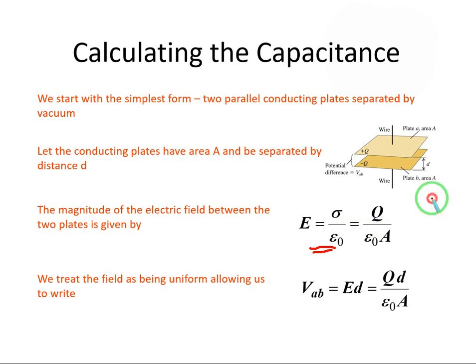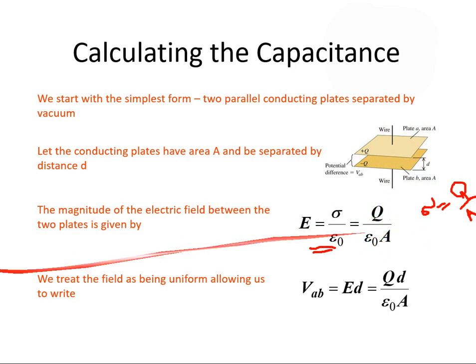One thing to keep in mind, sigma is equal to charge per unit area. We can say this sigma is called charge density as well. So sigma is charge per unit area, because we have charges and we have an area. So sigma is replaced by Q by A, and electric field is equal to Q divided by epsilon naught A.